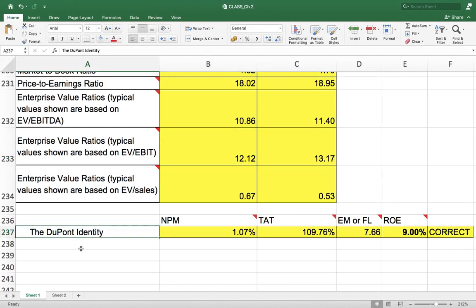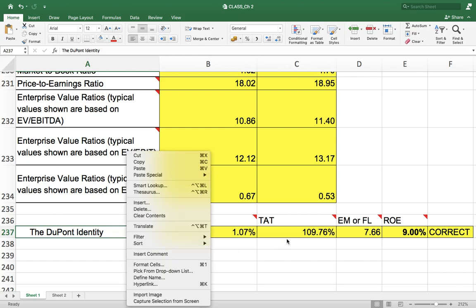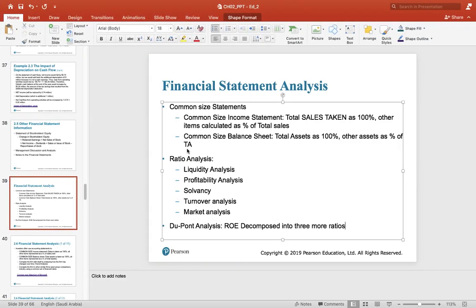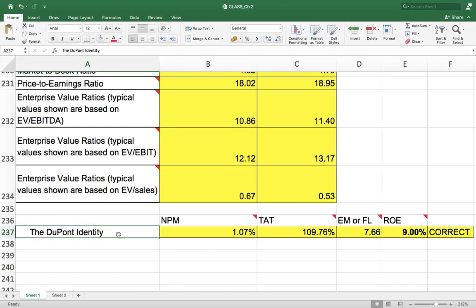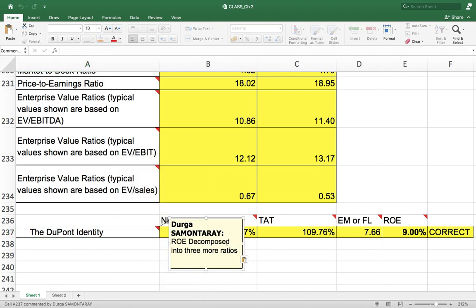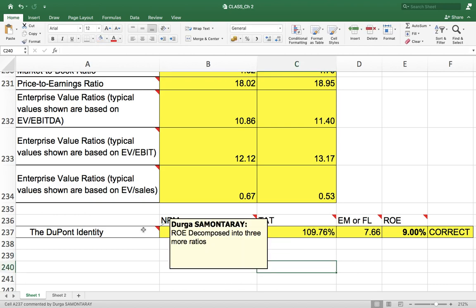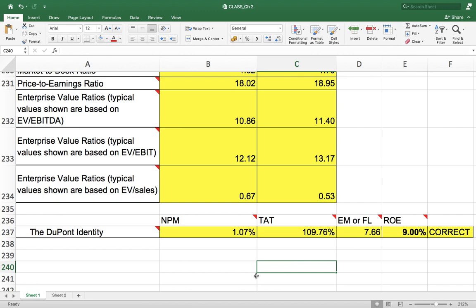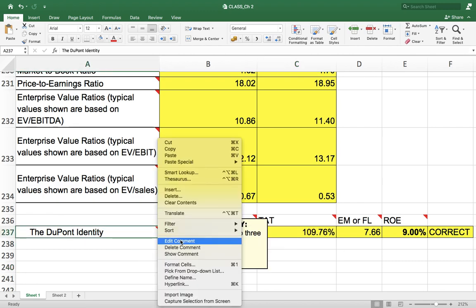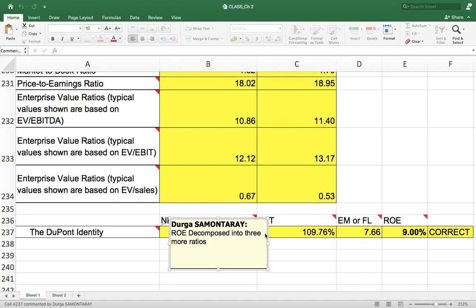DuPont identity is nothing but, as we have taken here, we'll add a comment here. So return on equity is decomposed into three more ratios. What are the three more ratios? We can edit the comment. What are the three ratios?